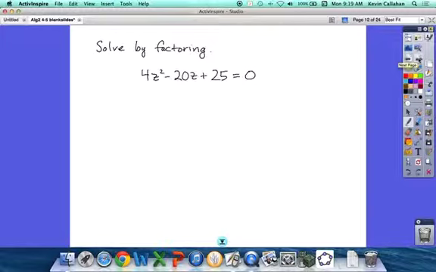Okay, this was an example of a different kind of factoring, perfect square trinomial, right? 4 is a perfect square, 5 is a perfect square, right? This is 2z squared, this is 5 squared. Is there any chance that this middle term is 2 times 2 times 5z? The answer is yes. Right? 2 times 2 times 5 is 20. So this thing will factor as 2z minus 5 squared.